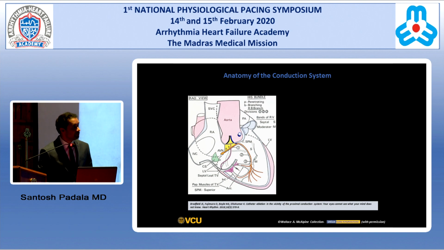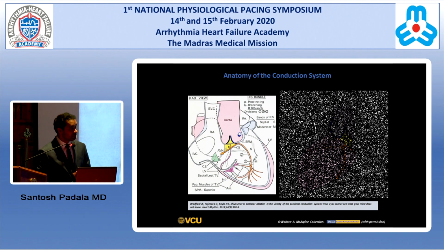This is a depiction from McAlpine's Atlas. This is a very simplified version of the cardiac conduction system. This is looking from the RA view. This is the right atrium, right ventricle, and the orange is your conduction system. You can see the AV node continues as the His bundle, penetrates the membranous septum, gets to the left side, and then you can see the right bundle coming down, branching out into Purkinje fibers, which supply the pap muscles.